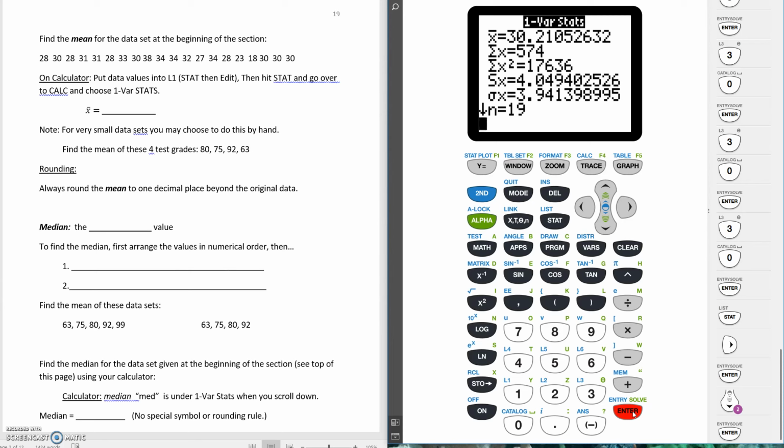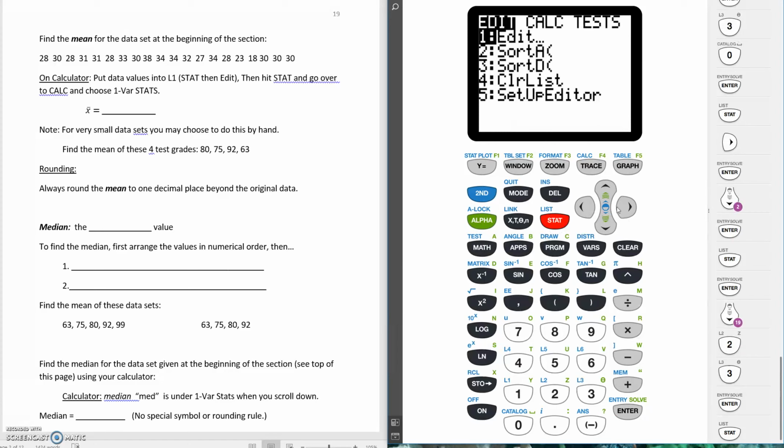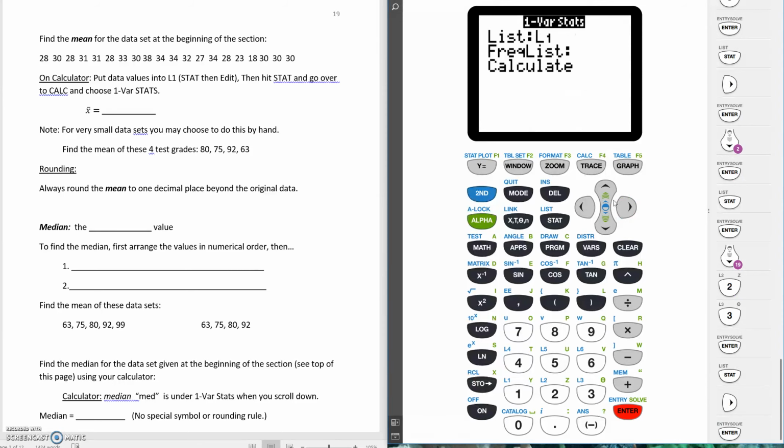You may have just, in the 83, you won't see that. Okay, and I paused there because the answer wasn't coming up. I had actually missed a number, 23. So to show you again, we'd hit Stat, go over to Calc, choose One-Variable Stats.